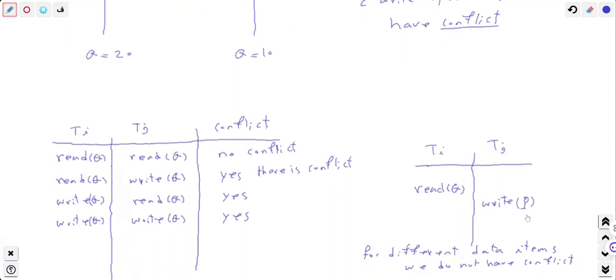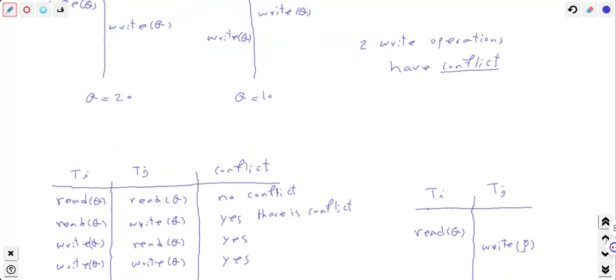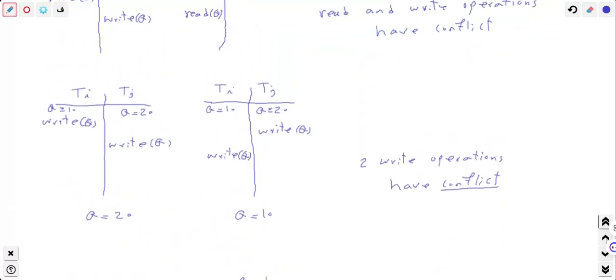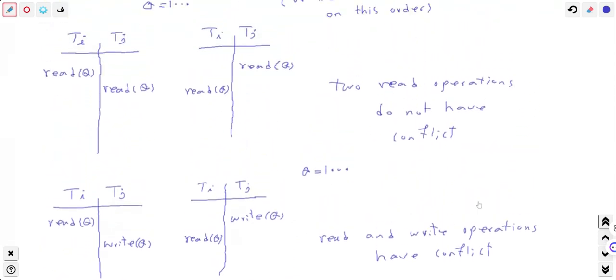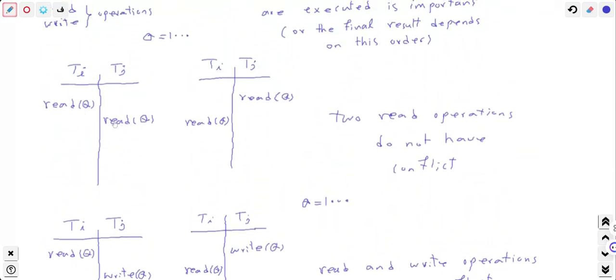For example, here, read P and write P, we can change the order of their execution without changing the final result. Also for two read operations. Two read operations do not have conflict, so we can change the order of execution without changing the final results. We have permission to change the order of execution of these two operations because they do not have conflict.